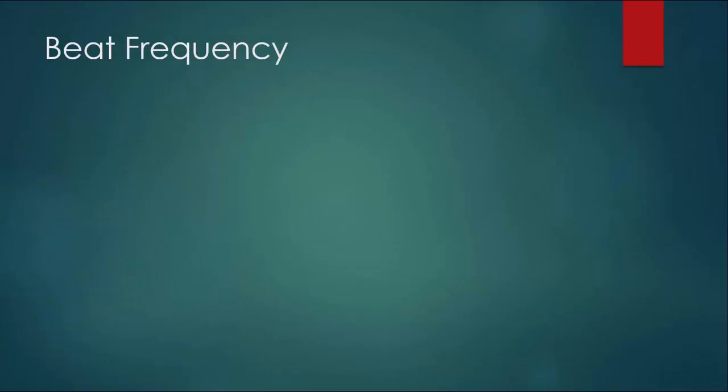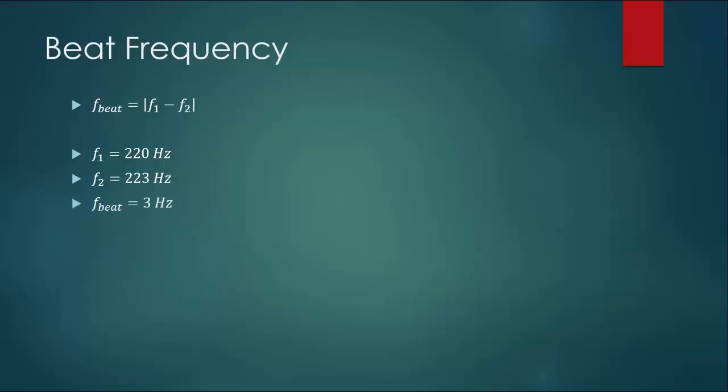There's a very simple equation that goes along with beats, and that is the equation to figure out the beat frequency, how many times per second the sound fluctuates from loud to quiet. The frequency of the beat is simply the absolute value of the difference between the frequency of the two waves. For instance, if we had one wave with a frequency of 220 Hz, and another wave with a frequency of 223 Hz, the frequency of the beat would be 3 Hz. That means 3 times every second we would hear the sound fluctuate between loud and quiet.